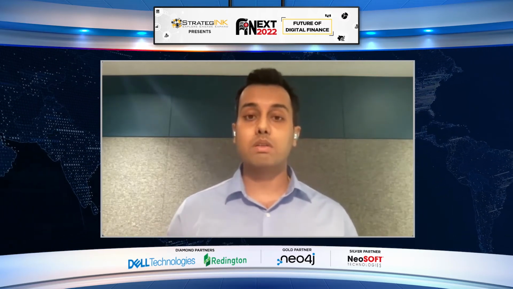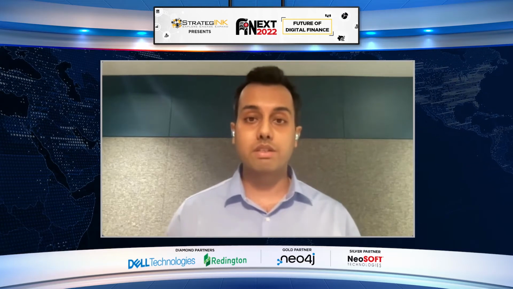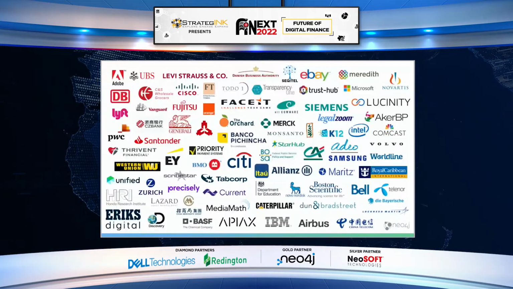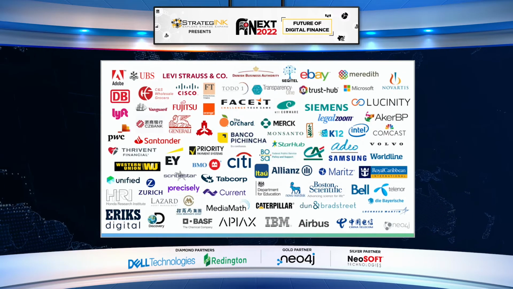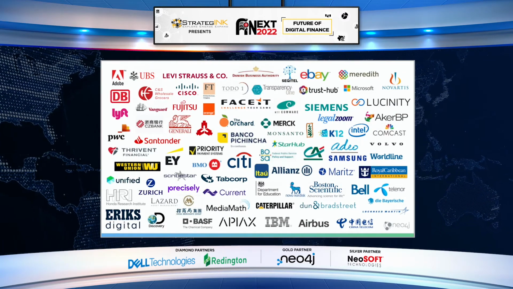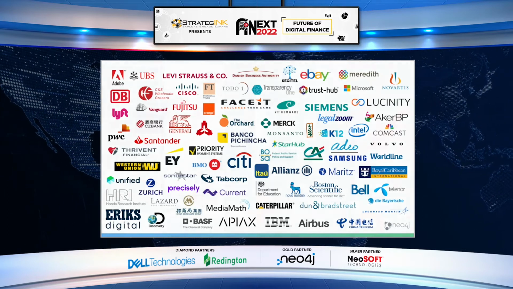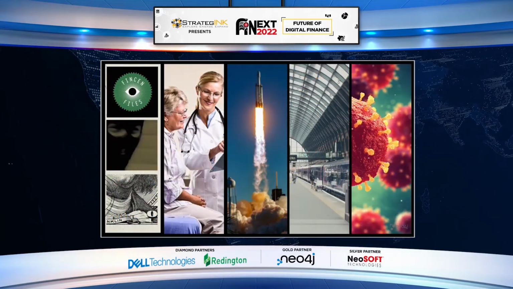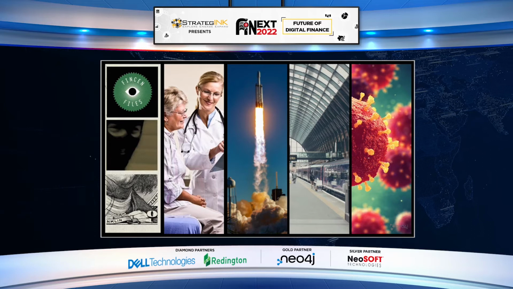Every single day, thousands of small, mid sized, and large enterprises are building new use cases and applications using Neo4j's graph technology. This is just a small list of who else is out there utilizing graph. I want to talk about a few particular scenarios that are very, very interesting.